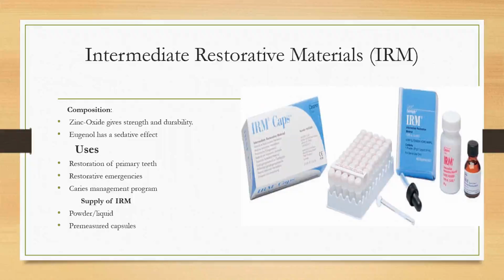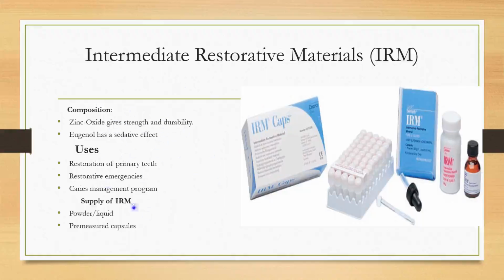And then we have what you call intermediate restorative material, IRM. It's also an example of temporary restorations that are used. This one contains zinc oxide, which gives strength and durability, and it also has eugenol, which has a sedative effect. So it's actually better to use this one when you're doing root canal treatment, especially for very big cavities which have periapical or perio infections. If you use this one, because of the sedative effect, it actually has some good healing properties.